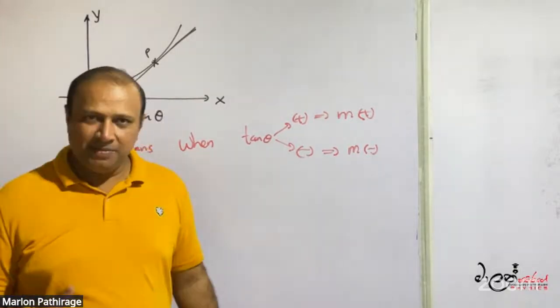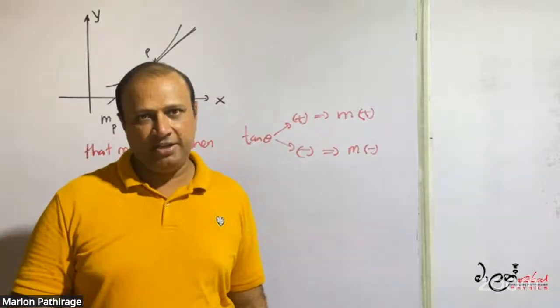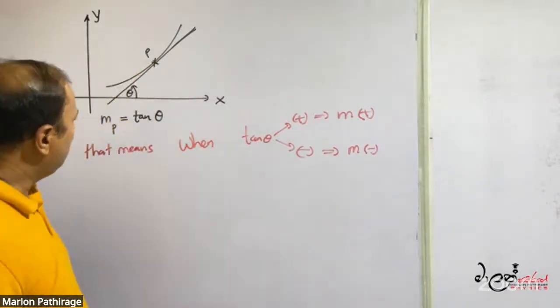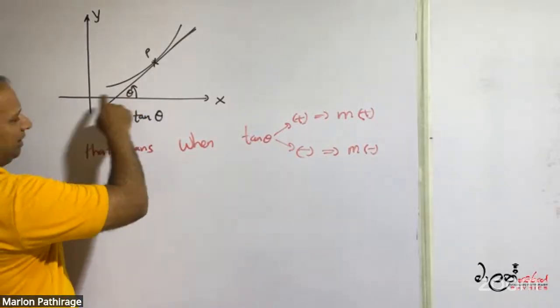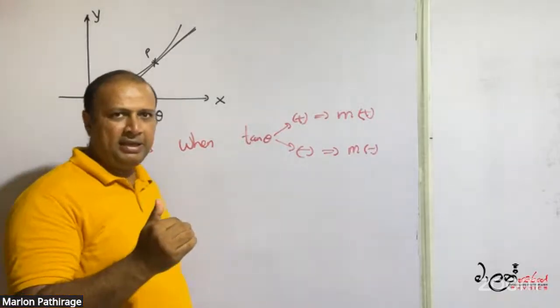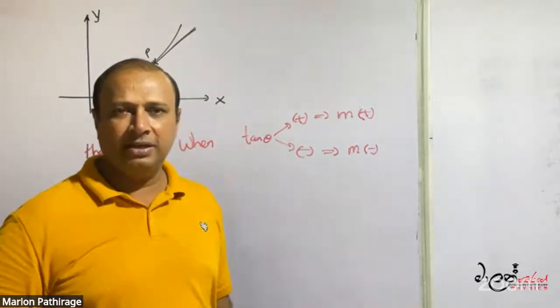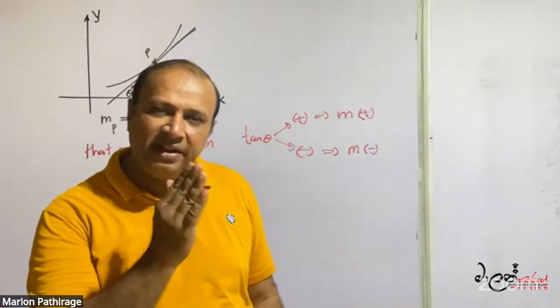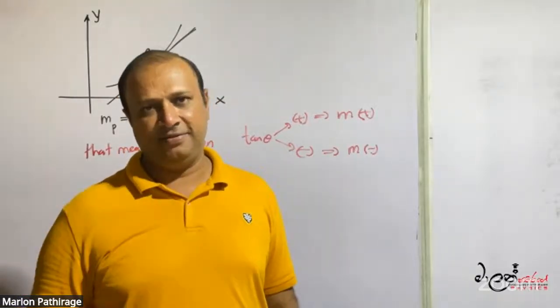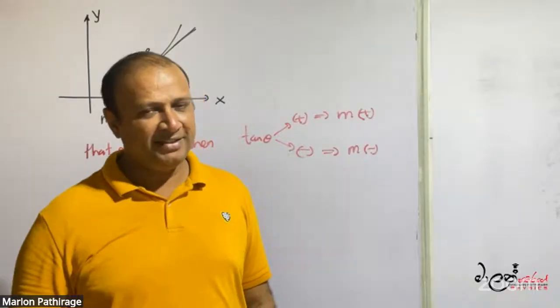Now this is about tan theta. The gradient actually means tan theta. Can you tell me what is the range of theta?